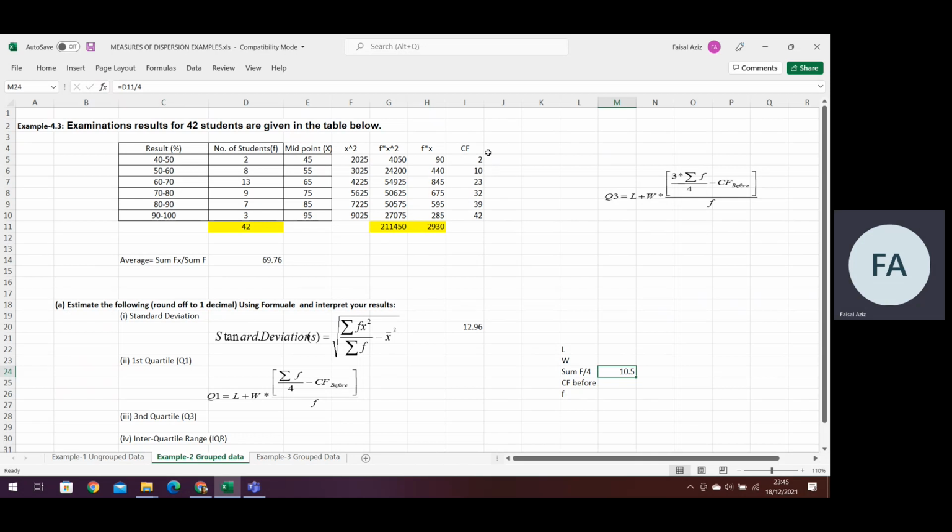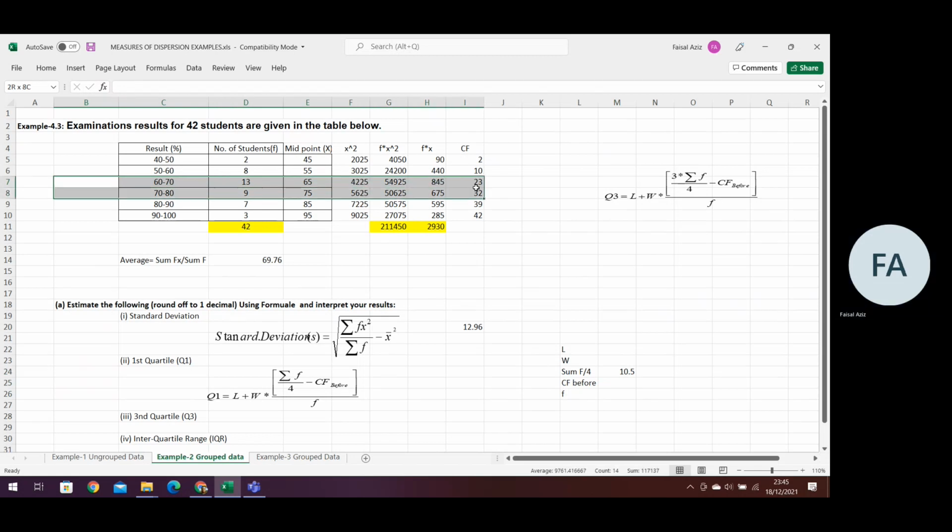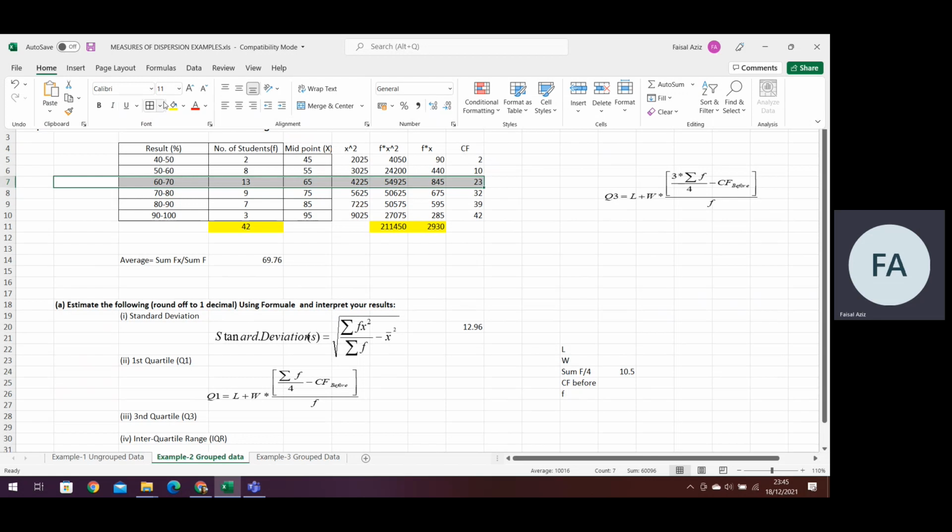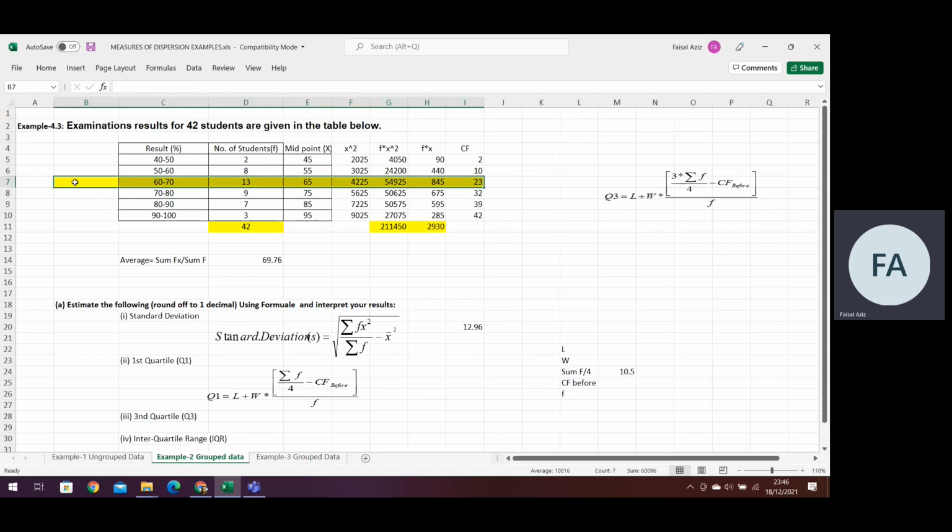So the value we received is 10.5. You can see 2 and then 10, but it is 10.5. So it means that the quartile is falling in the next class. So I'm just going to select this, and then I'm going to highlight it in yellow, and this will be our Q1 class, quartile 1 class. This is our Q1 class.